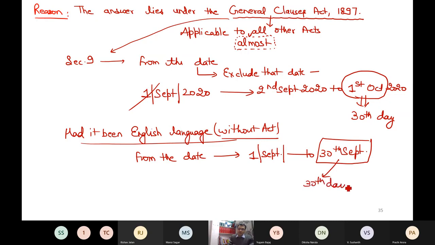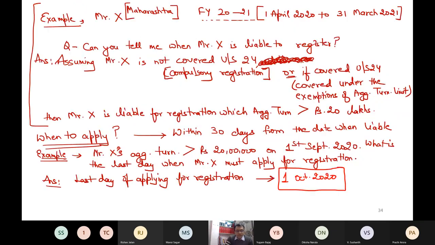But I'm not reading only English. I'm reading English and a legal language, and it is with the act, where I have to exclude 1st September and I should start always in any act from the next day till 30th. So the answer is 1st October. I hope it is clear. Any problem you can ask me, otherwise I'm assuming that the concept is clear. Next point.